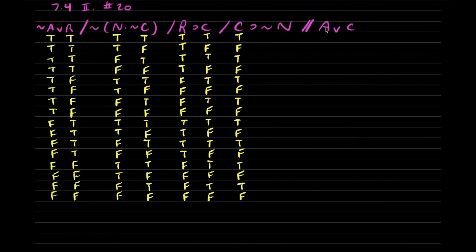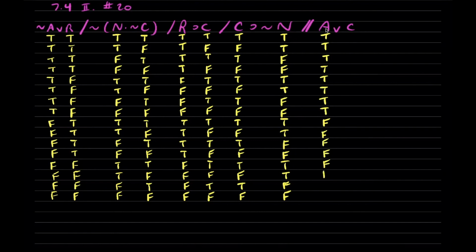Under N, we're going to copy the N column, so that's 2 trues and 2 falses, alternating all the way down. So true, true, false, false, true, true, false, false, true, true, false, false, true, true, false, false. Under A, that was our column with 8 trues and 8 falses. So 1, 2, 3, 4, 5, 6, 7, 8, and 8 falses. 1, 2, 3, 4, 5, 6, 7, 8. I feel like we should be doing a dance or something.